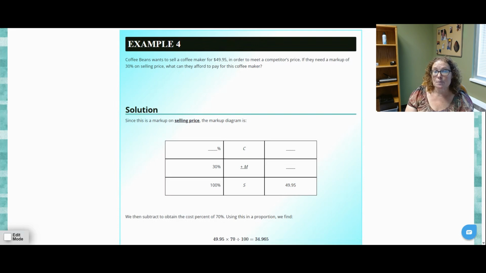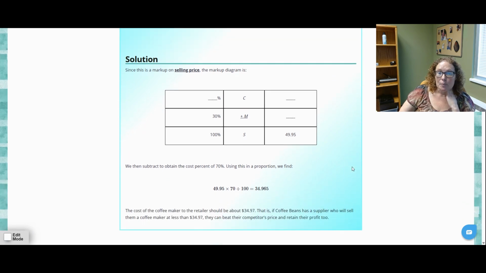We know from this example that they had to have a 30% markup because that's what their overhead and everything else is in relation to the selling price. So can they actually do this? Does it make sense? So we set up the chart the same way. Our 100% is on the selling price. And so we would then obtain the cost percent of 70%. So that one would be $49.95 times 70 divided by 100. So the cost of the coffee maker to the retailer should be about $34.97.